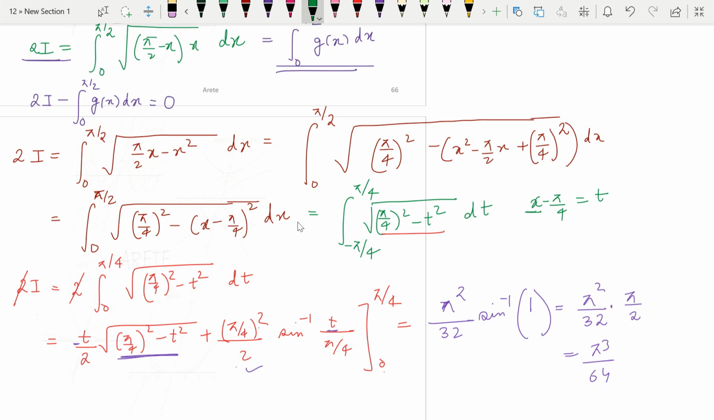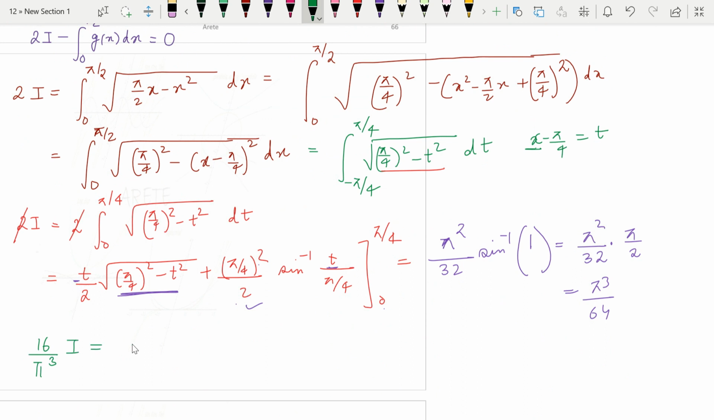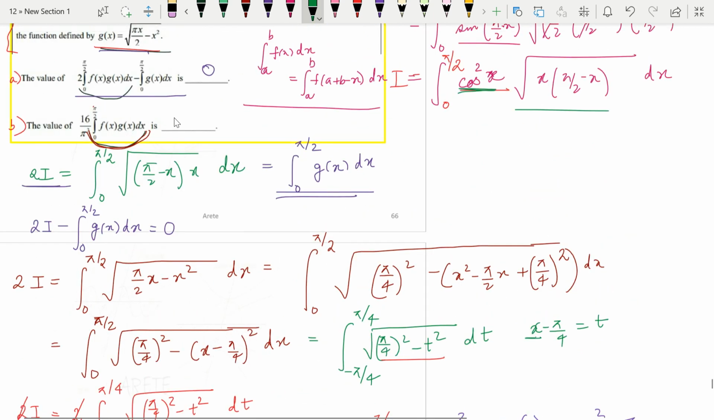What are they looking for? They're looking for 16 upon pi cube times I. That's 16 over pi cube, and the value of I I got is pi cube over 64. So a very easy, very nice answer: 1 by 4 is my answer, or 0.25. So we just fill in here that it's 0.25. Nice question. See you with another one.